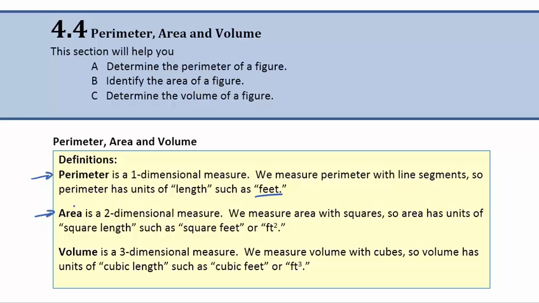Area now is a two-dimensional measure. So we measure area with squares. So area has units of square length, such as square feet or feet squared. Volume is a three-dimensional measure, and we measure volume with cubes. So volume has units of cubic length, such as cubic feet or shorthand, feet to the third power. That's how we write cubic feet shorthand. And up here with square feet, that's how we write the shorthand. So either of those are fine for describing volume or area.